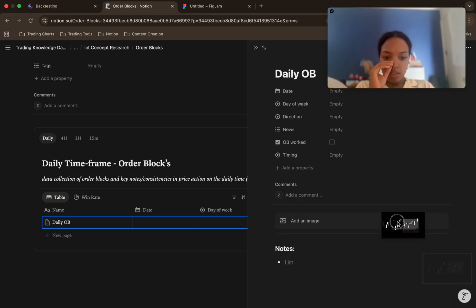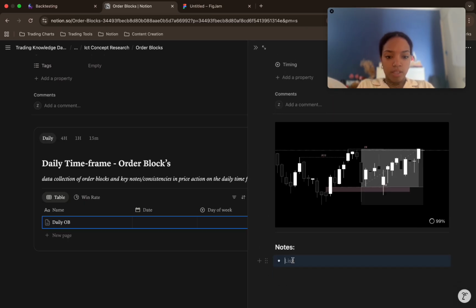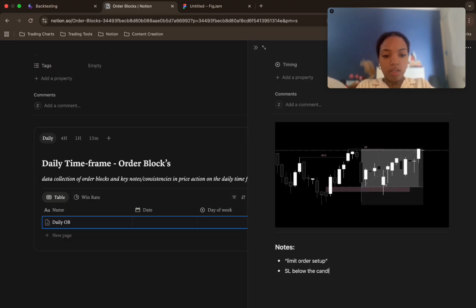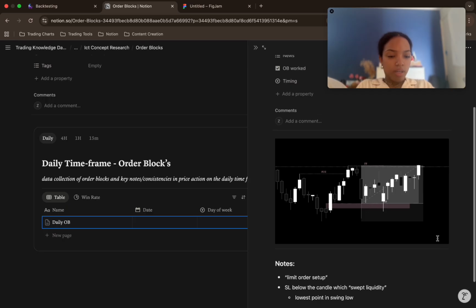I'm going to put this into my Notion, and my note is going to be: this is a limit order setup, stop loss below the candle which swept liquidity, which is that bottom candle. So essentially that is the lowest point in the swing low, and then we're targeting that high.